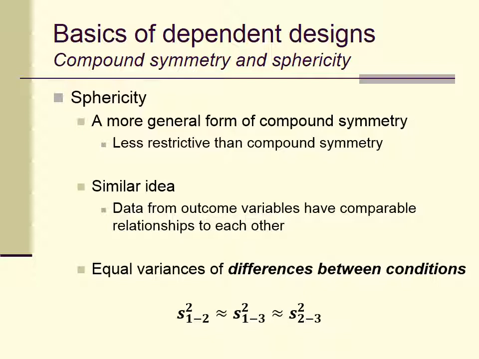If you took everyone's score for condition 1 and subtracted it from his or her score at condition 2, and then said, what's the variance of those resulting difference scores? And you took everyone's score in condition 3 and subtracted it from condition 1, and you said, well, what's the variance of those difference scores? Would those variances be similar to one another?